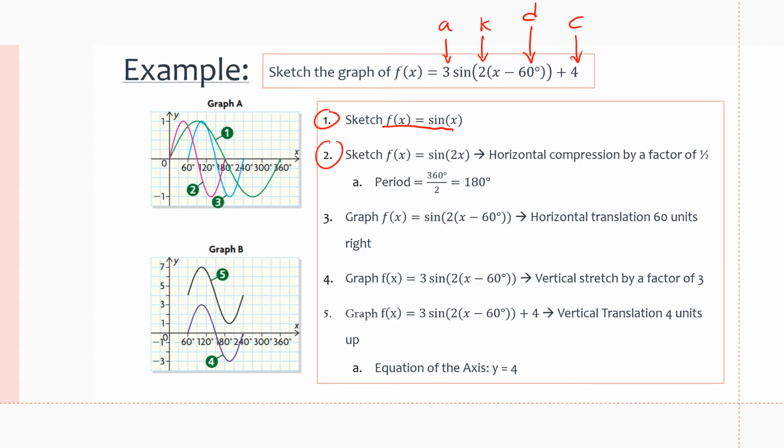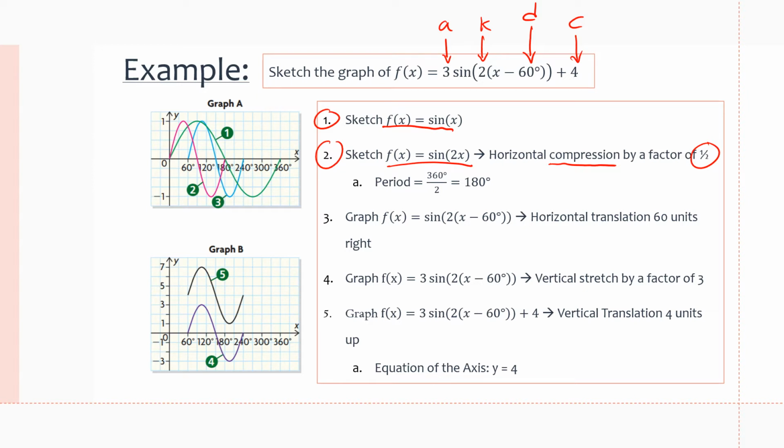Step number 2, we want to sketch our first transformation, being our horizontal stretch / compression, and in this case we have k equals 2, so we're going to have a horizontal compression by a factor of 1/2, because remember, if k is greater than 1, we're going to have a compression by a factor of 1 over the absolute value of k, so 1 over 2. Our period will be 360 divided by the absolute value of k. In this case, k equals 2, so our new period will be 180 degrees.